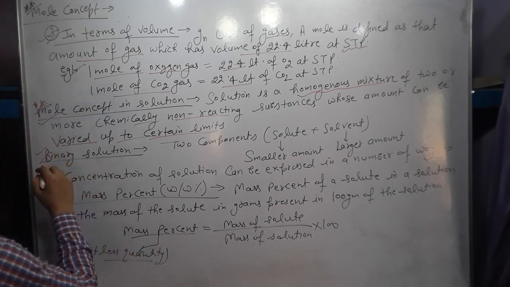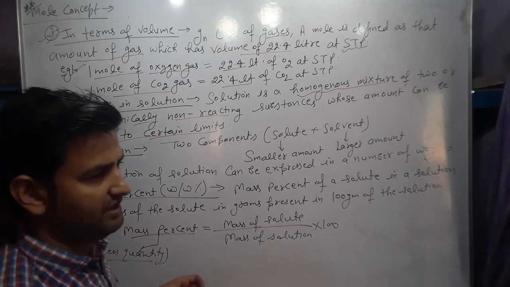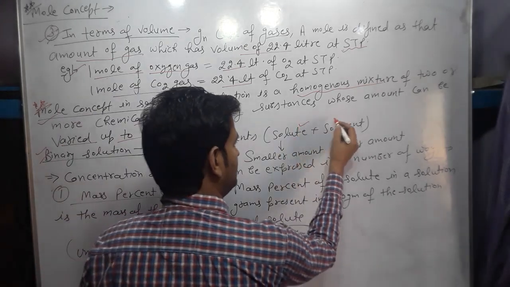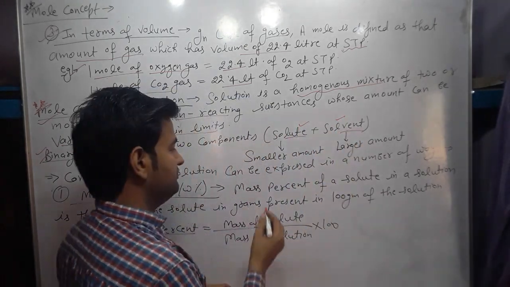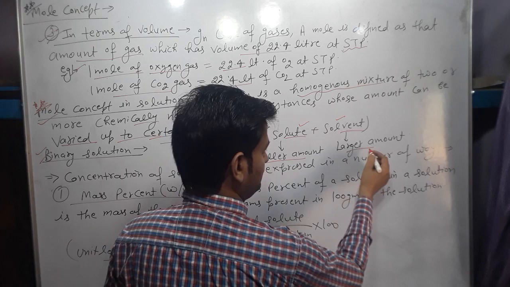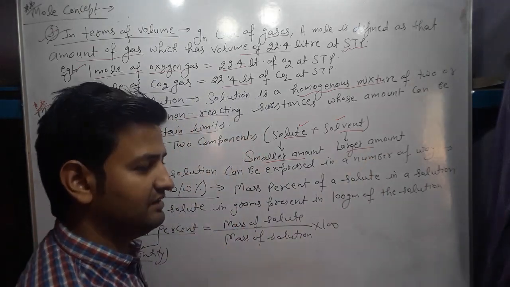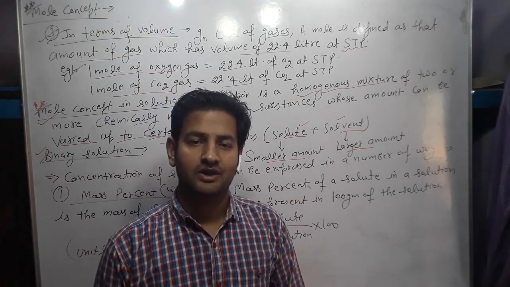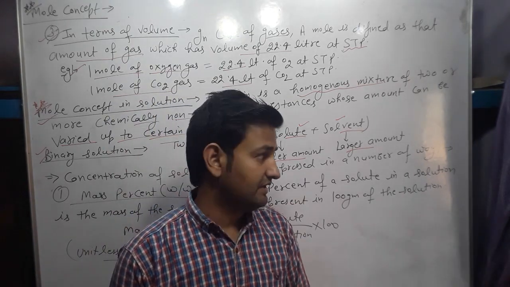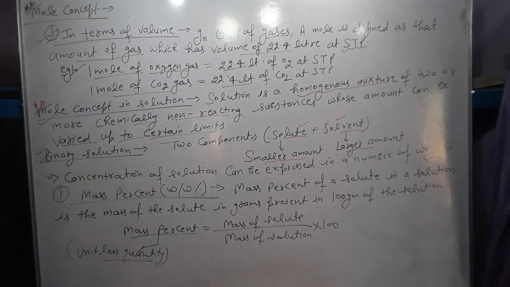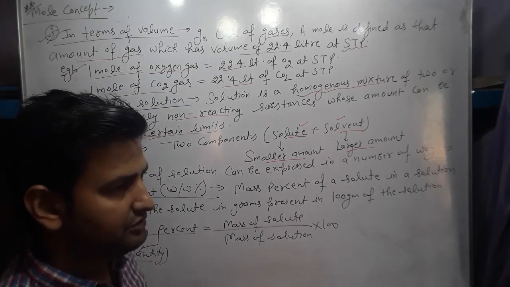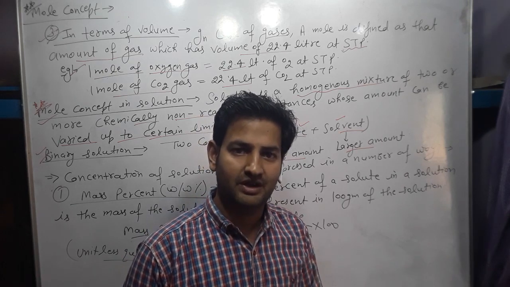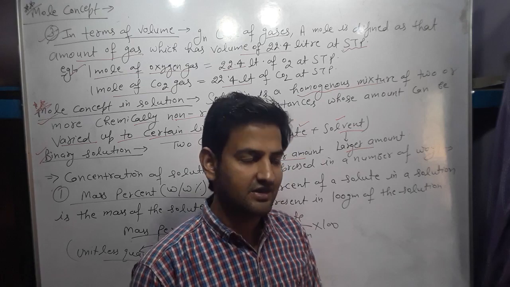Binary solution. What is a binary solution? In simple terms, bi means two components, so it is made up of two components: one is the solute and the other is the solvent. The solute is generally present in a smaller amount and the solvent in a larger amount. For example, when we add sugar or salt in water, sugar and salt are the solute and the water is the solvent. How much solute is present in the solvent can be expressed in terms of concentration.